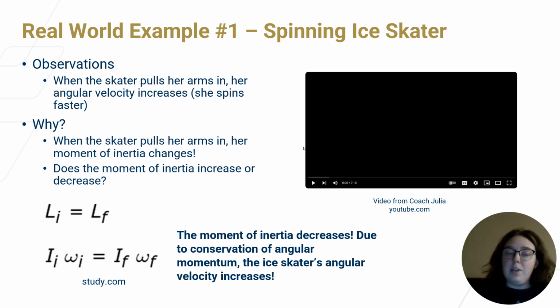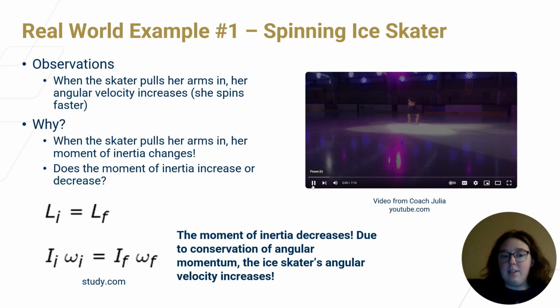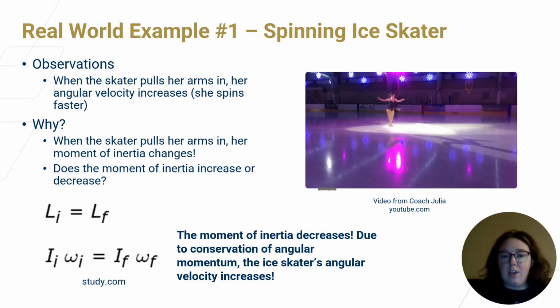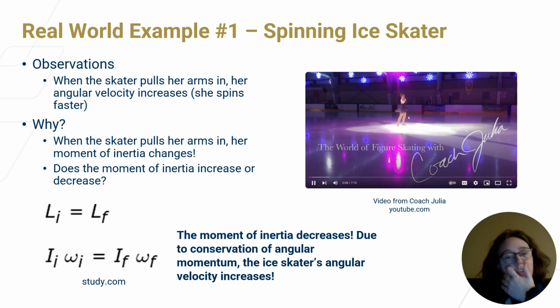So getting into the meat and potatoes of our lecture today, we're going to go through our real world example number 1, a spinning ice skater. I'm going to play this video and we're going to make some observations of this ice skater as she skates. Playing the video, we see our ice skater, she's got her arms stretched out and she's spinning, and slowly she brings her arms in and she starts spinning faster.